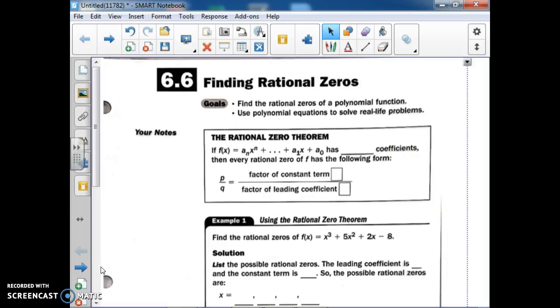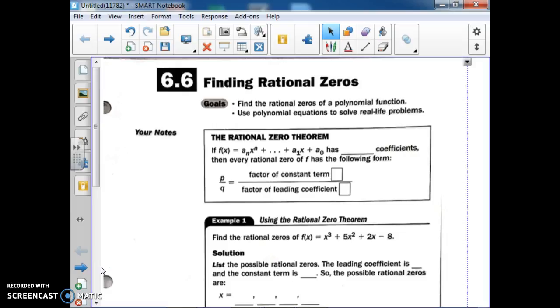Okay, so last week we learned about finding the zeros of a polynomial, right? By synthetic division or long division, and if your remainder is zero, then that zero is a factor, and then we write the zeros.